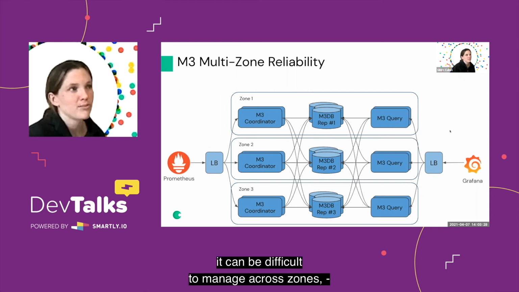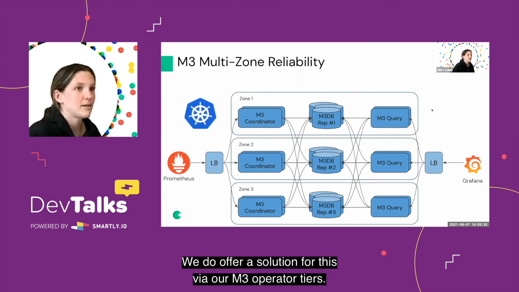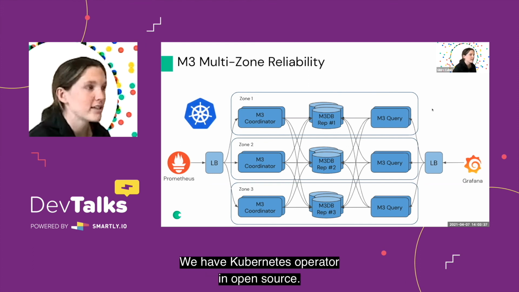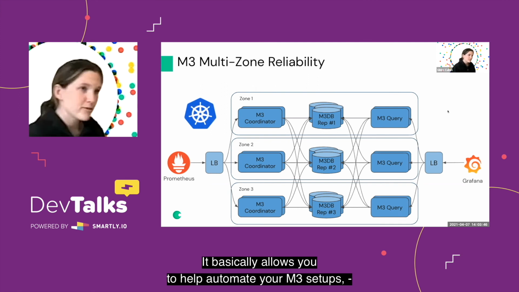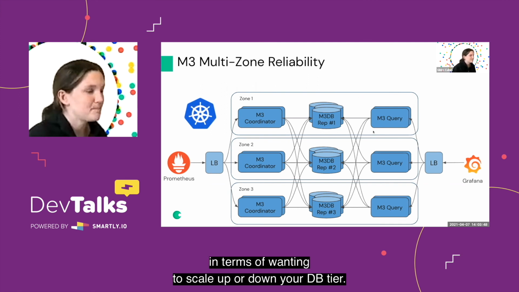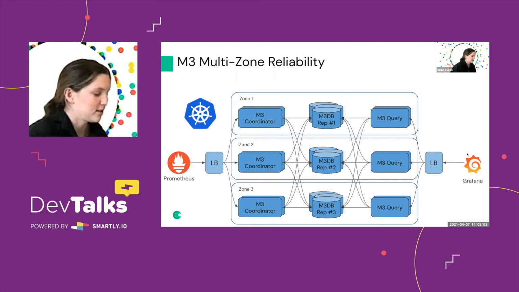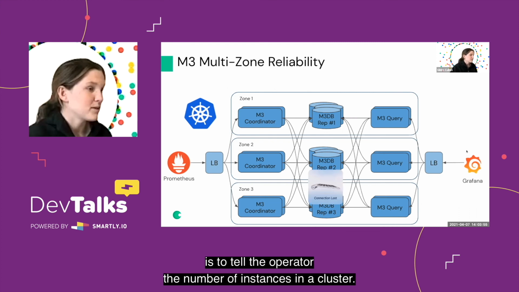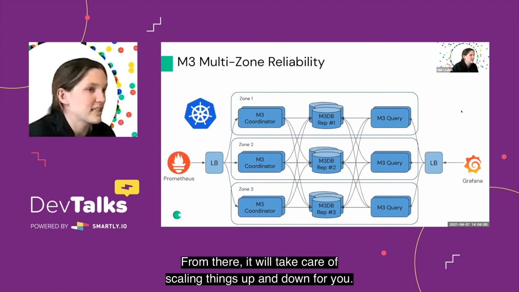Because M3DB is a stateful tier, working across zones can be difficult to manage when you want to scale up or down. We offer a solution for this via our M3 operator tier, a Kubernetes operator that we have in open source, which helps automate your M3 setups when you want to scale your DB tier up or down. All you need to do is tell the Kubernetes operator the number of instances you want in a cluster, and it'll take care of scaling things up and down for you.